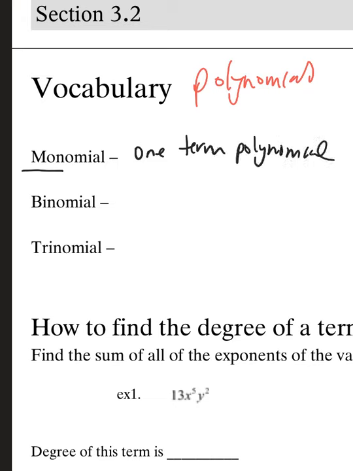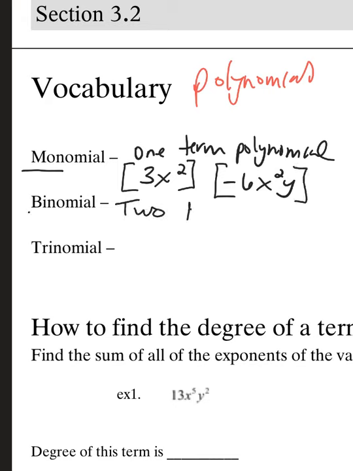So a monomial can look like this. It can look like this. It's just one term. These are two separate ones. So I'm just going to put a little bracket here so you can see that I'm not putting these together. A binomial, like a bicycle, is a two-term polynomial. An example for that would be like 5x plus 8.